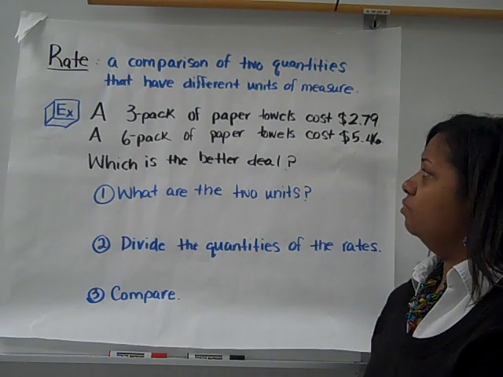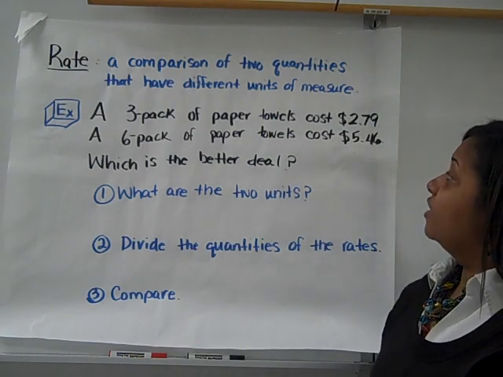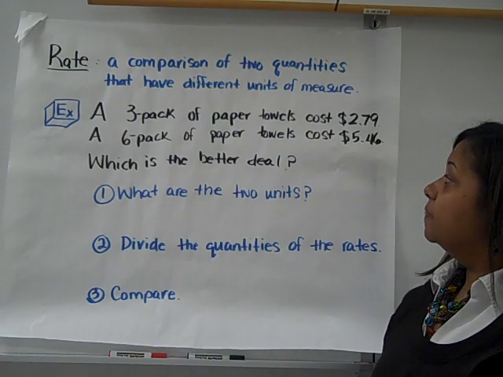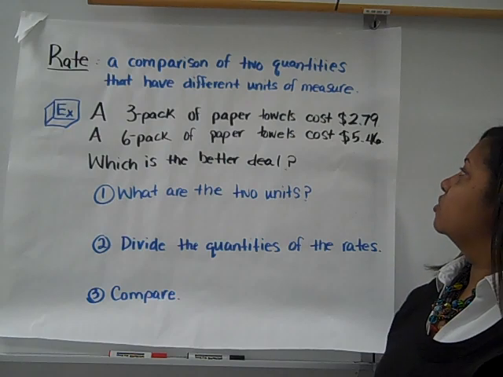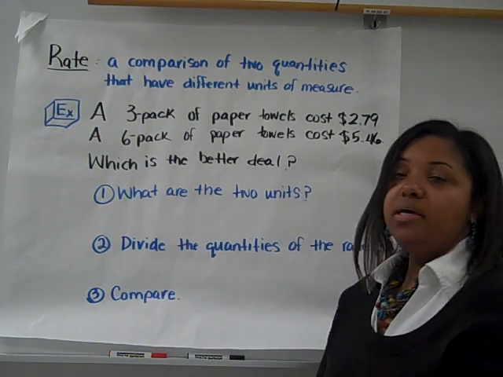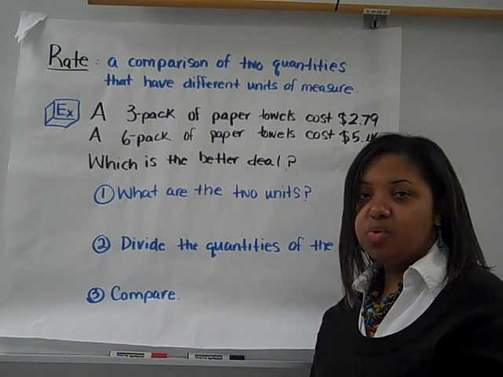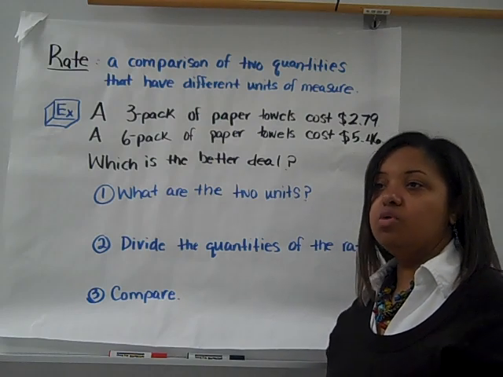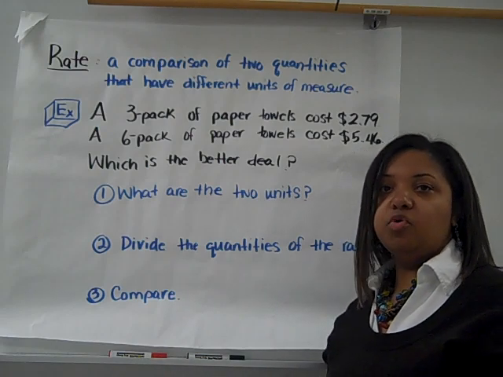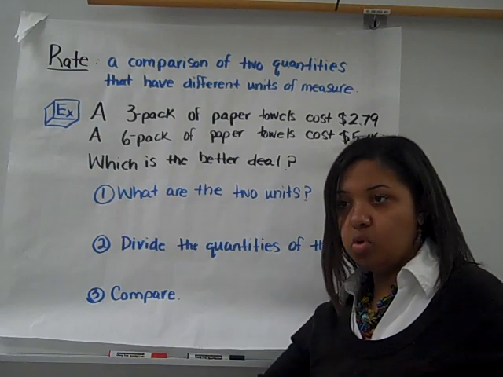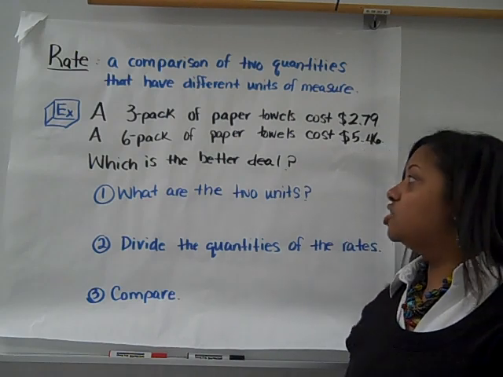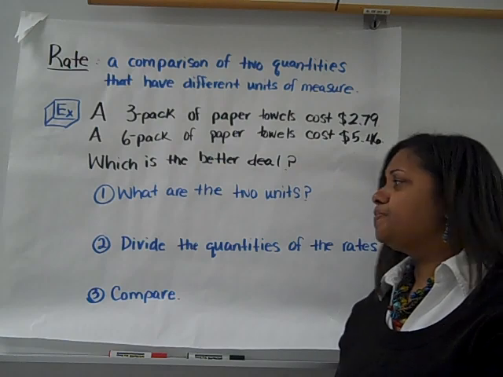So a word problem. A 3-pack of paper towels costs $2.79. A 6-pack of paper towels costs $5.46. Which is the better deal? Now, this is a very real-life situation. If you go to the grocery store with your parents, you always see you can get 2 for this or 5 for this. Of course, the grocery store wants you to buy more, so they try to give you a better deal with you buying more. But we're going to see which is the better buy.